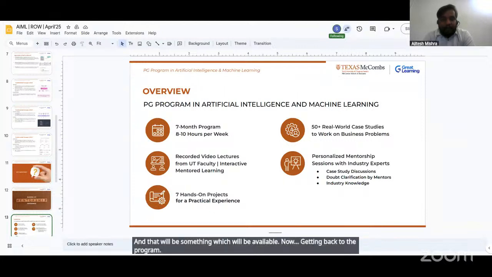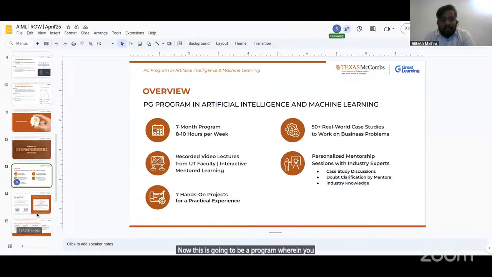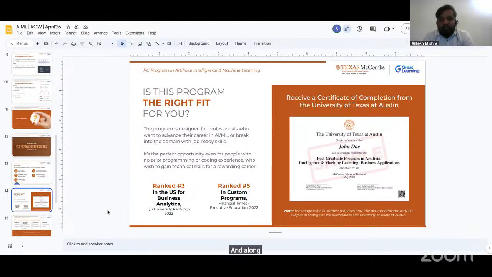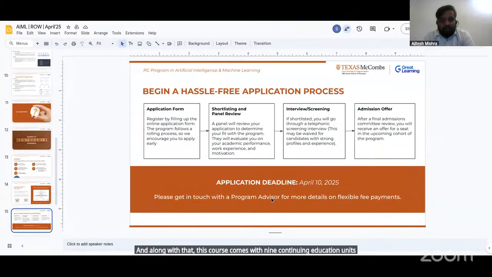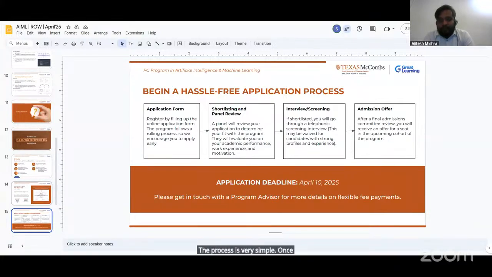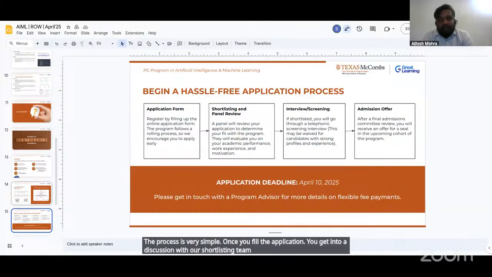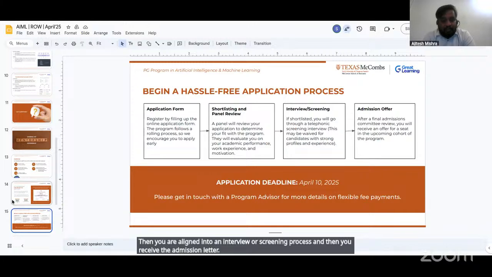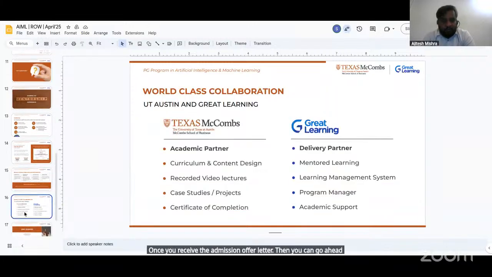This is going to be a program wherein you can learn the different tools and technologies. But the rewarding point is that you actually get a certificate from the University of Texas Austin. Along with that, this course comes with 9 continuing education units or credit points. The process is very simple. Once you fill the application, you get into a discussion with our shortlisting team, or a program advisor may call you to have a discussion. Then you are aligned into an interview or screening process, and then you receive the admission letter. Once you receive the admission offer letter, you can go ahead and enroll for the program.